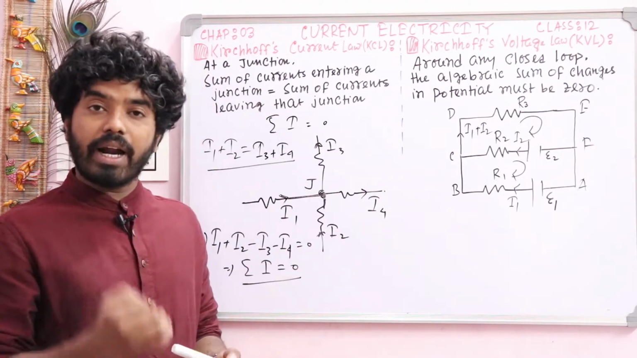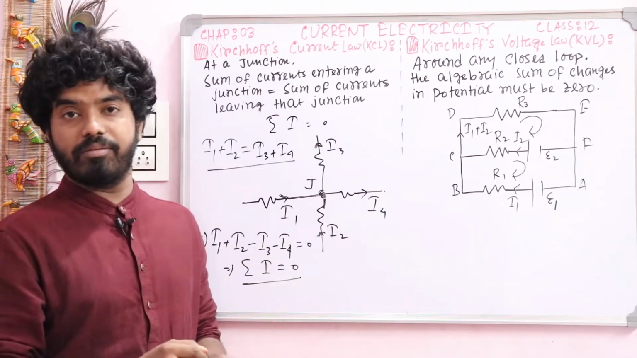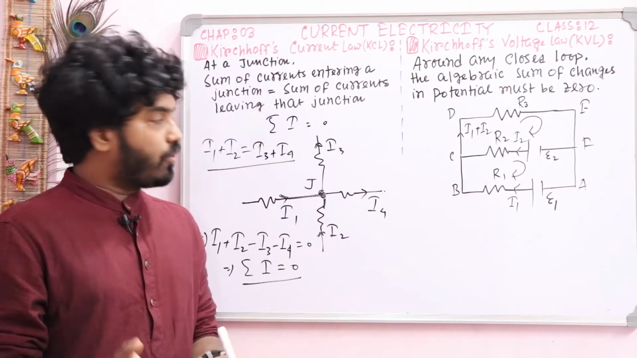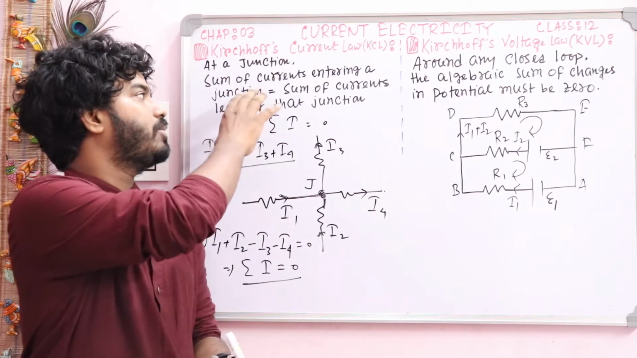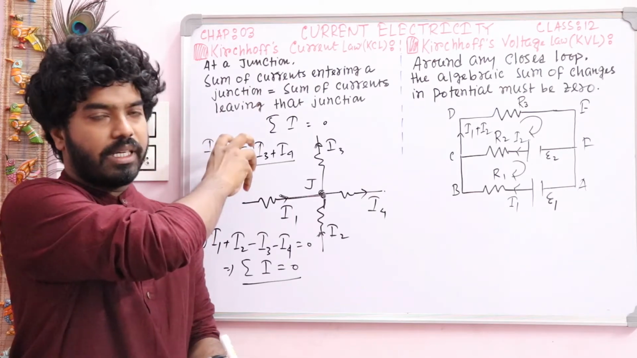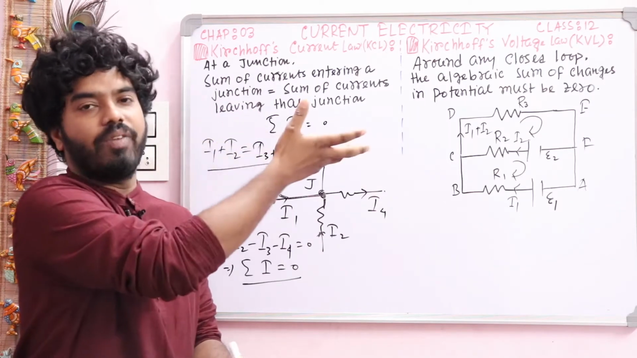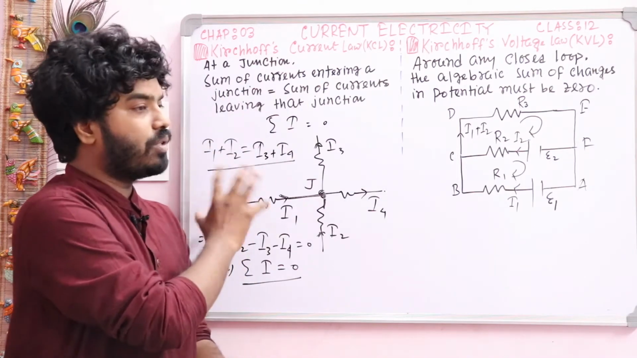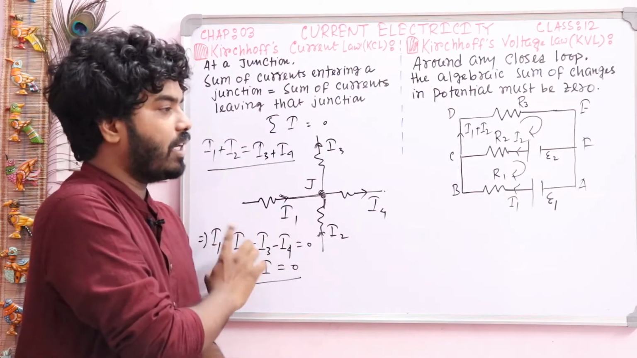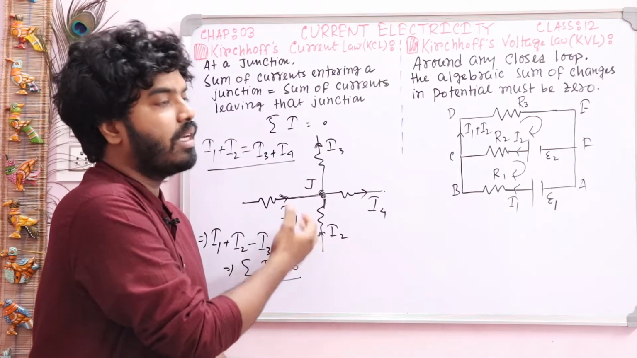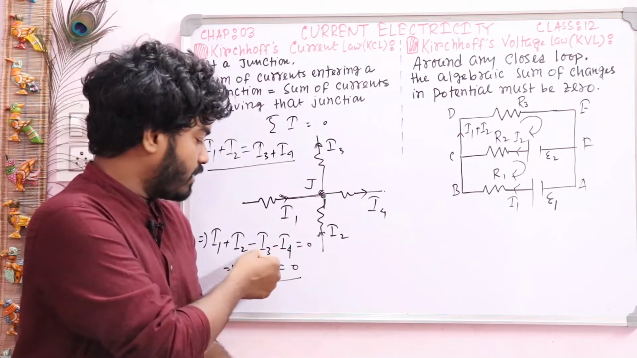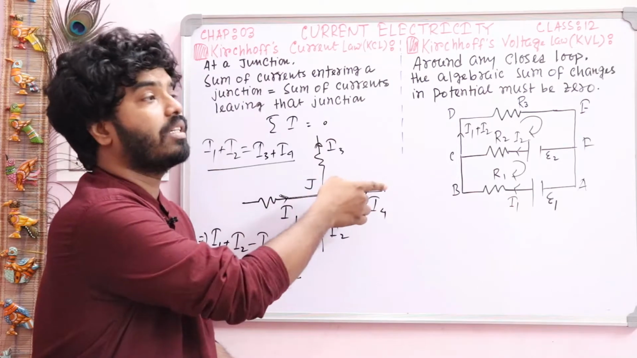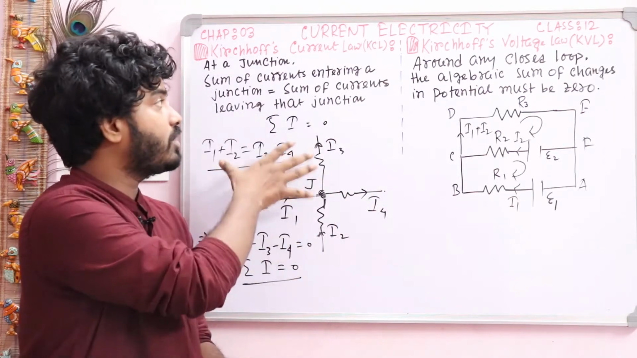Why? The current away from the junction is taken as negative, and the current towards the junction is taken as positive. So entering current towards the junction is equal to the leaving current, or in another way, the sum of the total current, I1 plus I2 minus I3 minus I4, is equal to 0. Minus I3 and minus I4, minus indicates the current is away from the junction, that's why negative. Okay, so this is our first law.